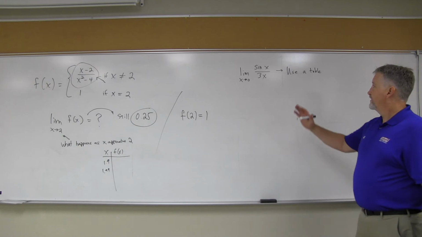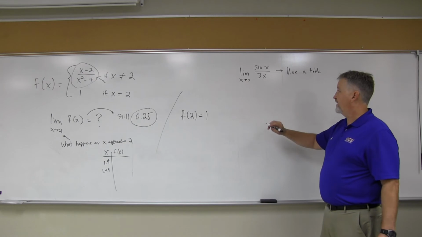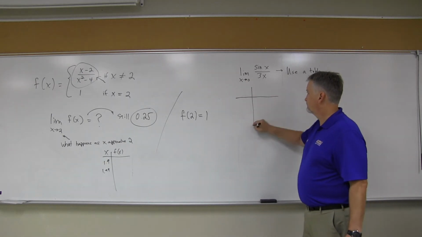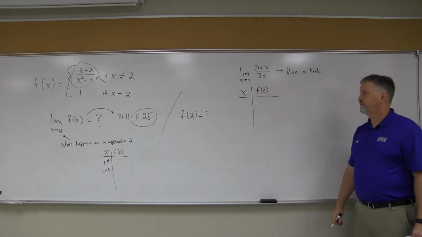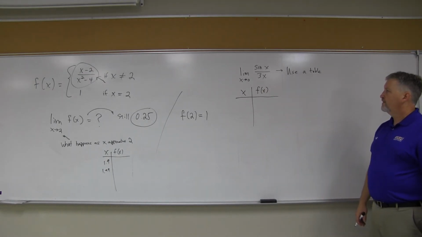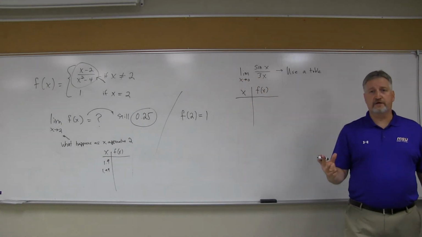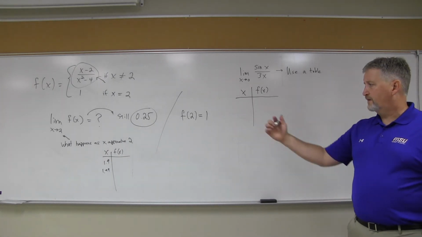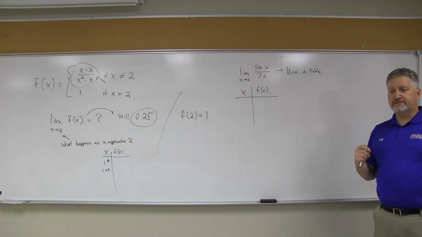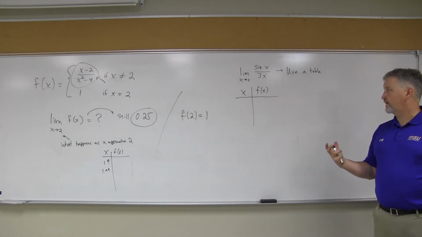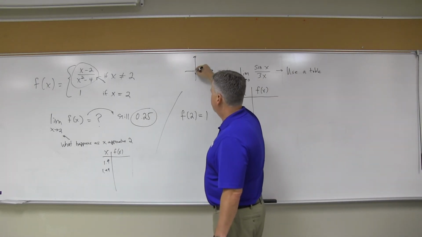Okay, so in this case, we've got to interpret what we're doing here. We're taking the limit as x approaches 0 of sine of x over 3x. So if I use a table here, x, and then the f of x is here. First of all, as x approaches, what values am I going to use? 0 is a little different than like 2 or the other integers. If I want to approach x as 0, what values should I use? Think about the graph here.